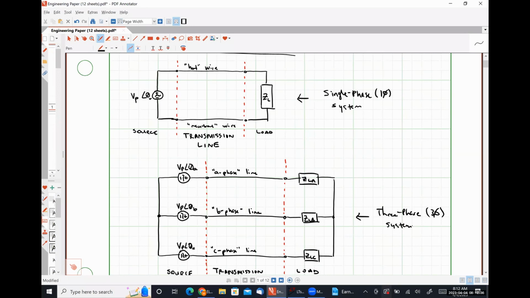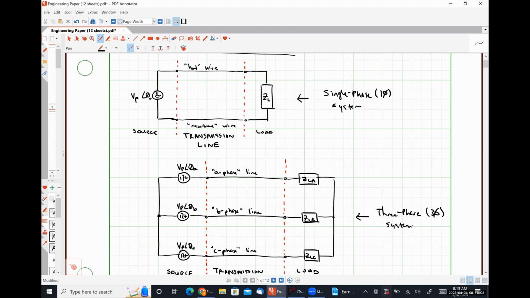In our three-phase system, we have three phase voltages and three loads. So with all things being equal, our three-phase system is going to deliver 3 times as much power. Anybody have a problem with that statement? How many wires do we need to connect our three-phase source to our three-phase load?